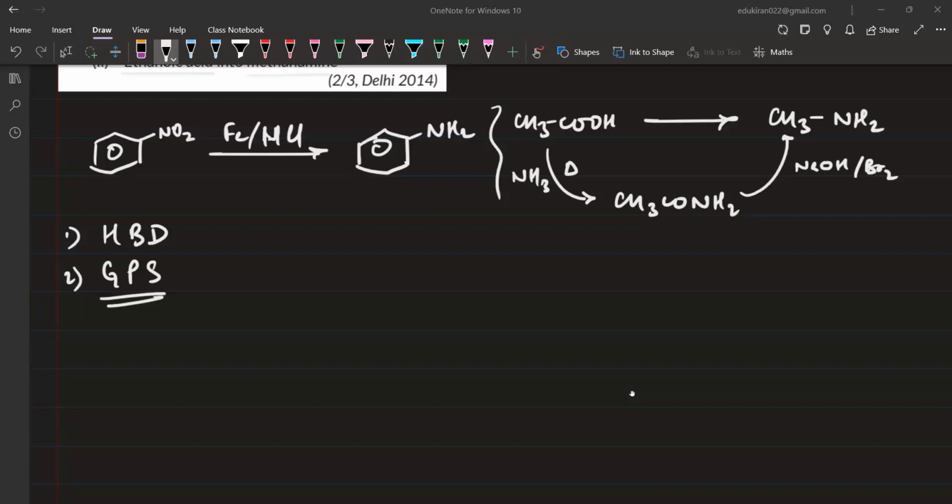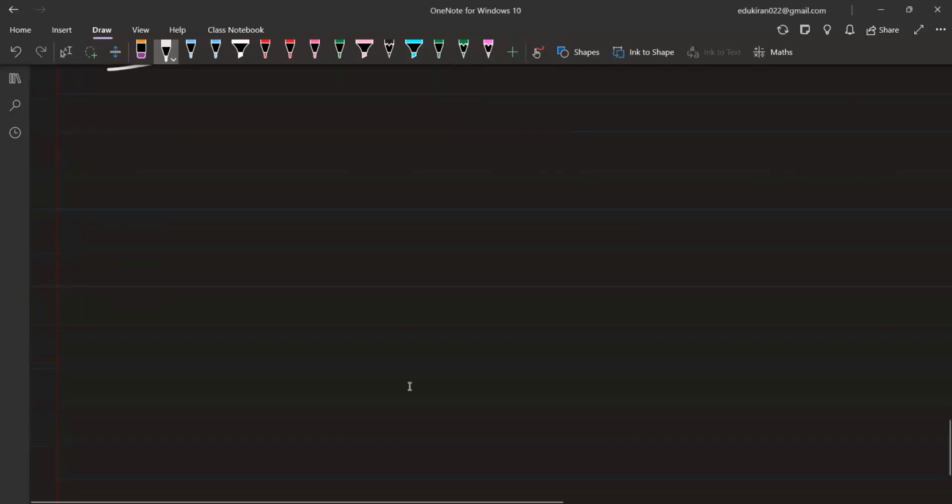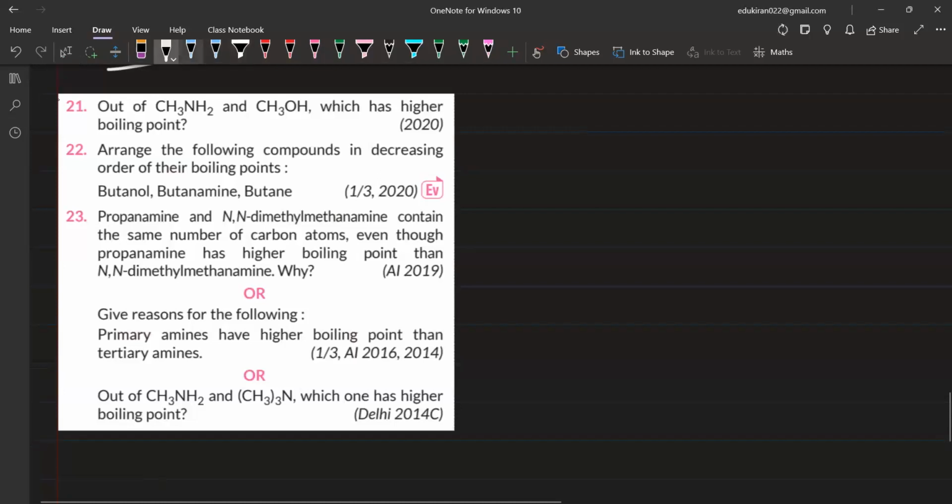And then we have physical properties, ठीक है। physical properties से there will be a lot of questions, so let us see physical properties. बहुत सिमिलर टाइप के फिजिकल प्रॉपर्टीज वगैरह से सवाल होते हैं। तो इफ यू कैन सी द 21st क्वेश्चन, इट इज सेइंग out of CH3NH2 and CH3OH which has higher boiling point, बस। so you don't have to answer why, है ना। तो obviously यहाँ पे किसका ज्यादा होगा, CH3OH is going to have higher.